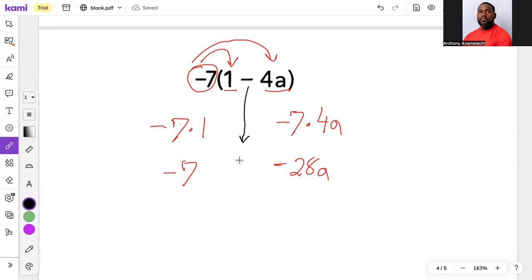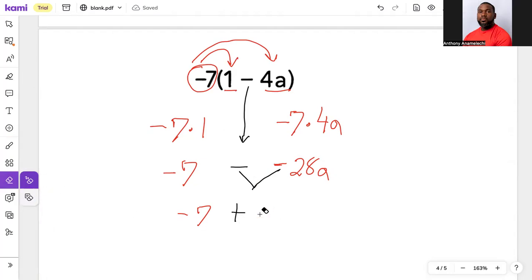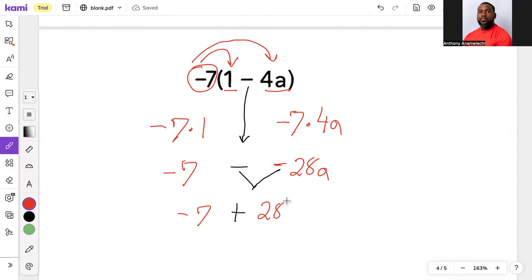Bring down my minus. I have two negatives again, so that means these two negatives become a positive. Bring down your negative 7. I'm sorry. See, told you, making sure you're paying attention. Bring down your 28A because the two negatives made a positive. So therefore, my answer is negative 7 plus 28A.